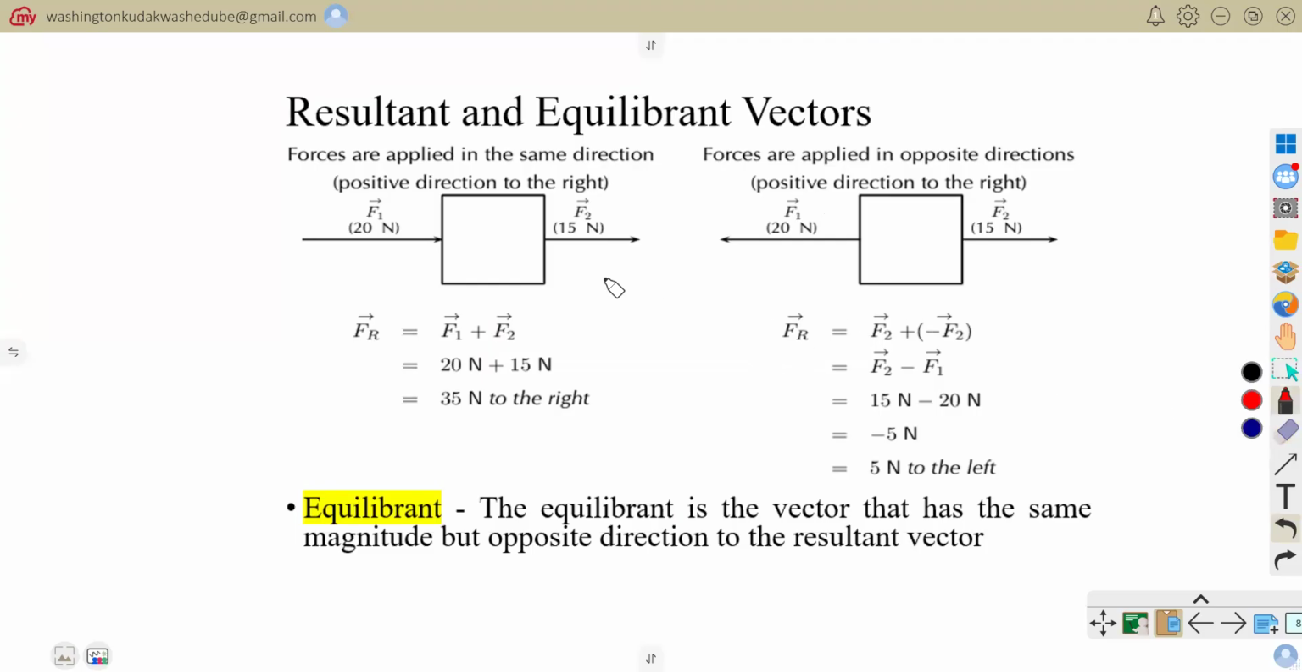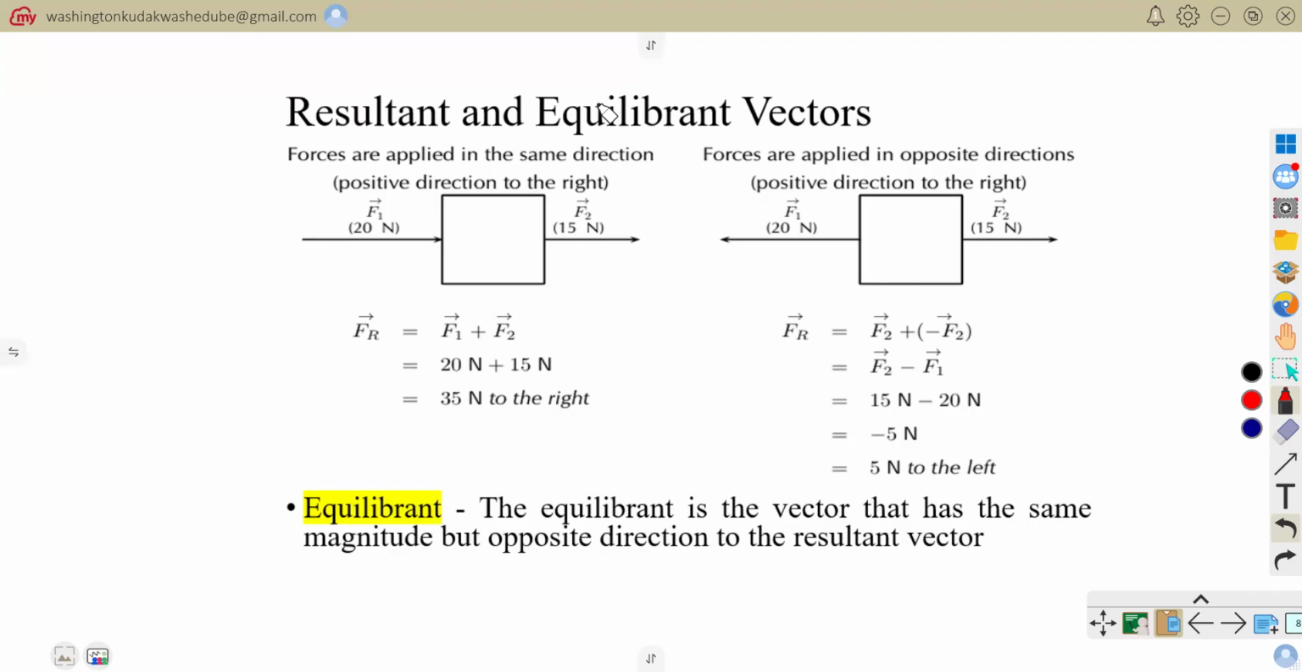So after finding your resultant, there is something that we call an equilibriant. What is an equilibriant? An equilibriant is the equilibrium that is reached in your system, where if there is an object and there are two forces acting on it, there is no movement which is supposed to occur. So for us to have no movement, we need to add a balancing force. That balancing vector becomes our equilibriant.